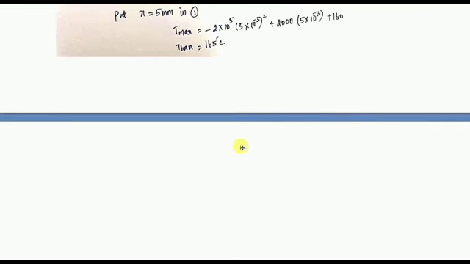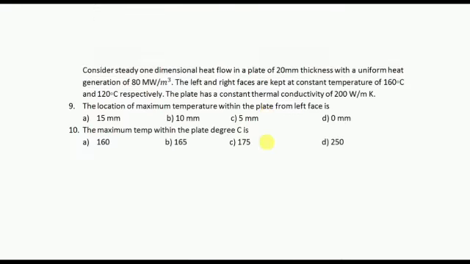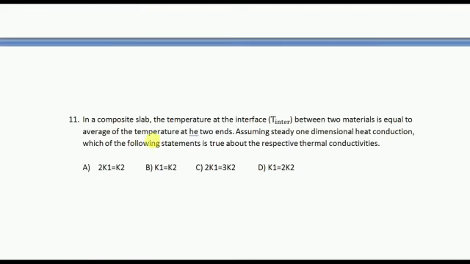Now the next problem is a simple one. In a composite slab, the temperature at the interface between two materials is equal to the average of the temperature at the other two ends. Assuming steady one-dimensional heat conduction, which of the following equations holds?